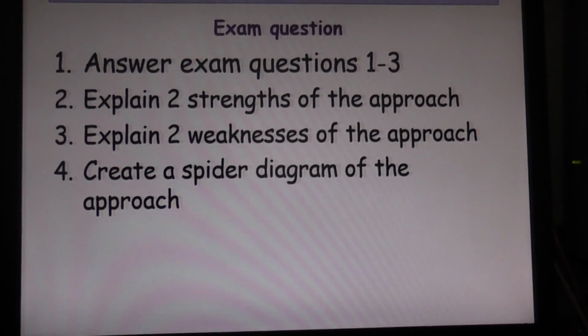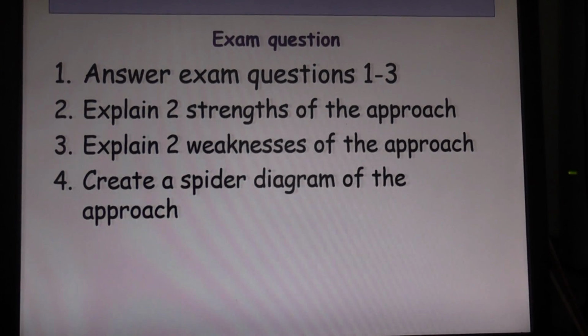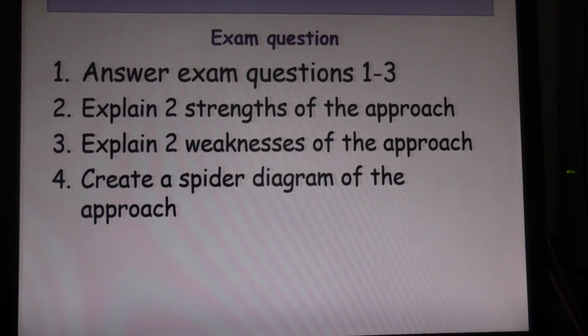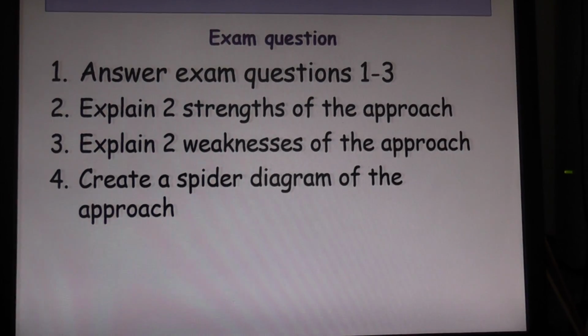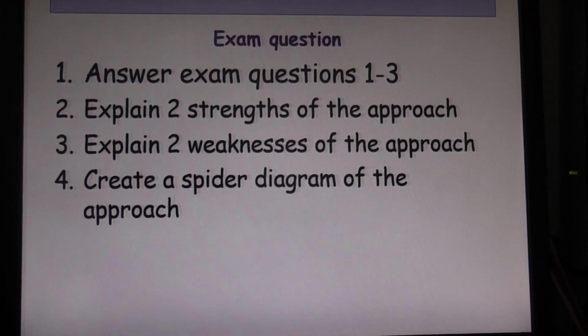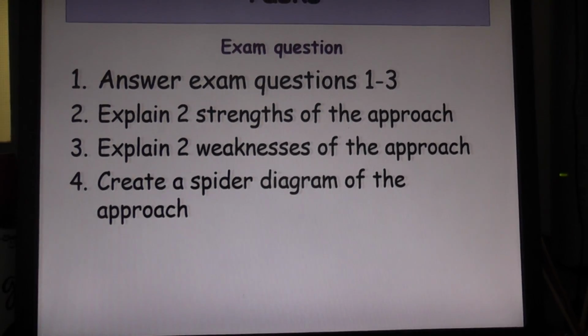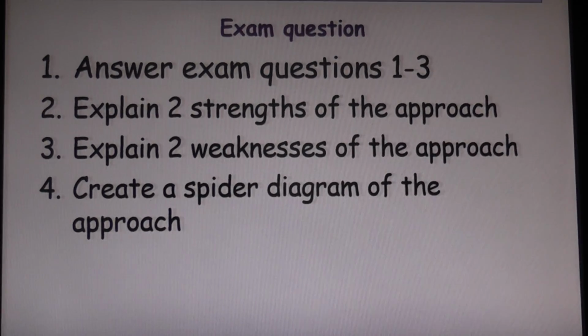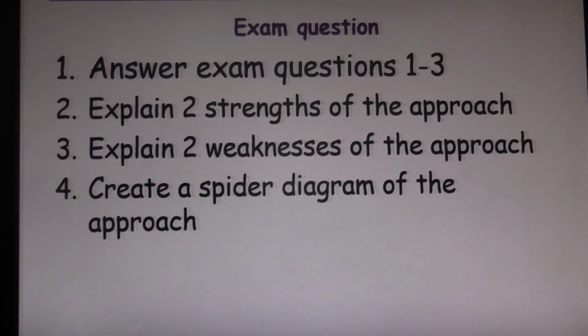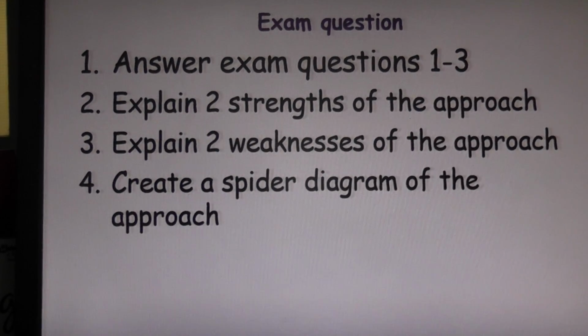You need to ensure that you can explain what is meant by cognitive neuroscience, explain where it emerged from, i.e. Broca, explain two strengths of the approach and two weaknesses. Strengths of the approach would include the fact that it's scientific, the fact that it's rooted in biology, and it links biology and cognitive science.